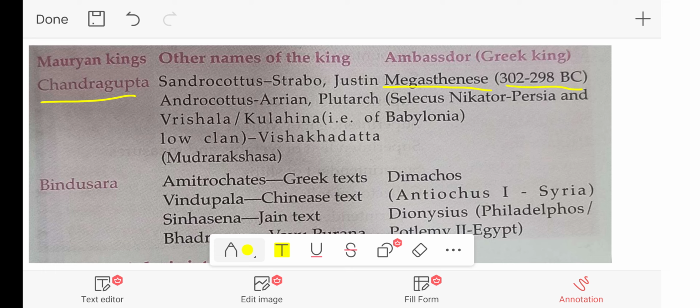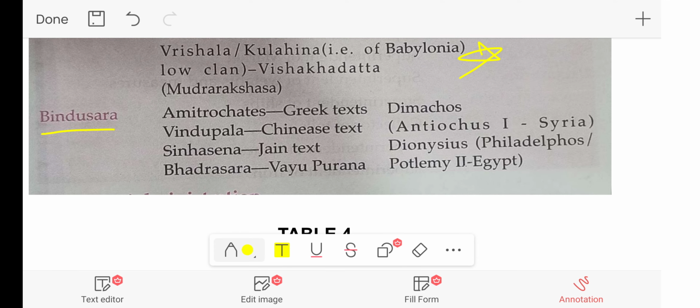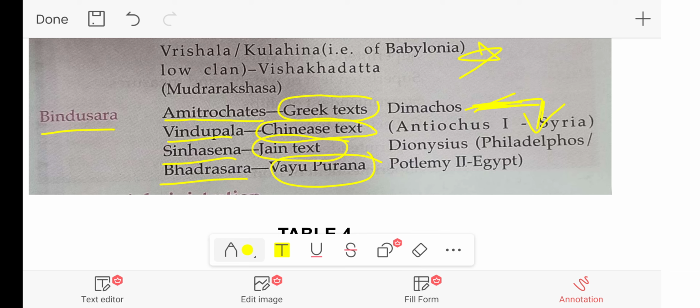Seleucus Nicator, Persia and Babylonia. Next Mauryan king is Bindusara. So his name Amitrochates was written in Greek text, Vindupala is written in Chinese text, Sinhasena is written in Jain text, and Bhadrasara is written in Vayu Purana. His ambassador was Dimachus. So Antiochus I, Syria, Dionysia, Philadelphus, Ptolemy II, Egypt.